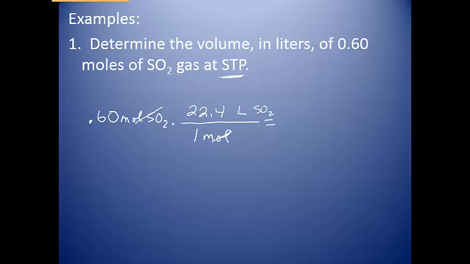If you were to multiply those numbers together, you're going to get 13.44, and we're not allowed to record a number that has too many significant digits. We're allowed just the 2. That's the lowest amount that we have. So we can keep the 1 and the 3. We want to use the 4 there for rounding, so it's just going to be 13 liters is the volume that 0.60 moles of sulfur dioxide gas would take up.